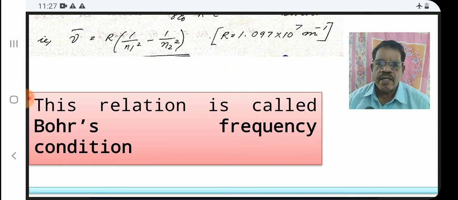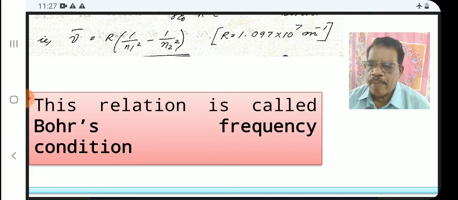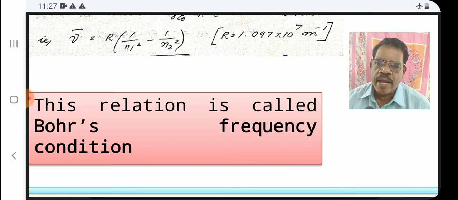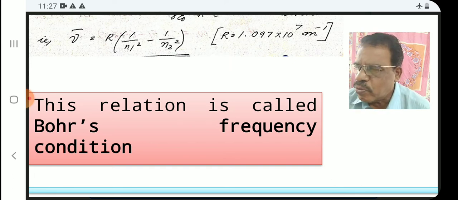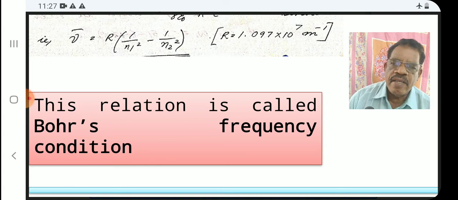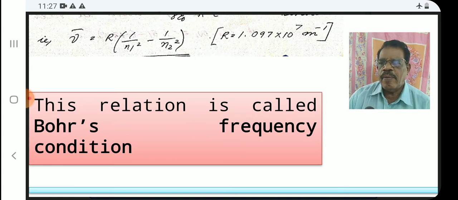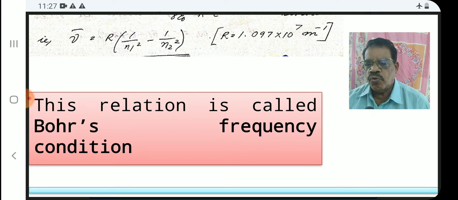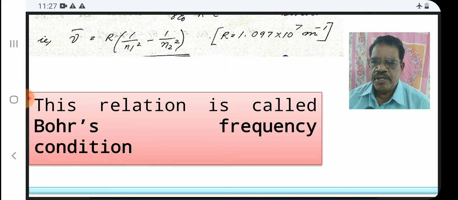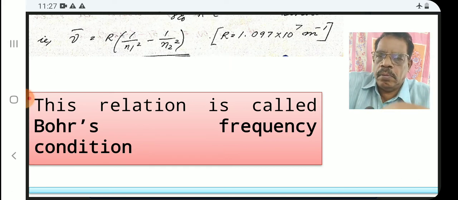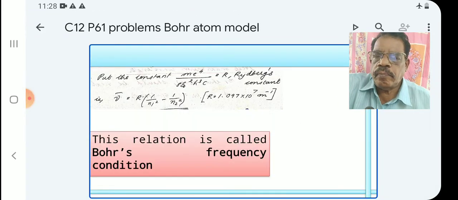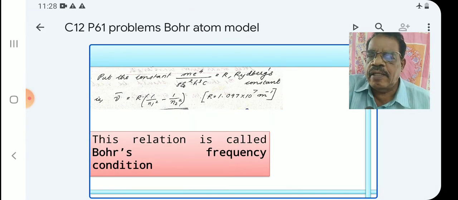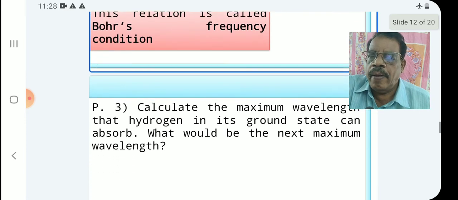അപ്പോൾ ഏതാണ് ബോഴ്സ് കണ്ടീഷൻ എന്നുള്ളത് ചില ടെസ്റ്റിനകത്തൊരു വേരിയേഷൻ കാണിക്കുന്നുണ്ട്. W2 മൈനസ് W1 ഈസ് എച്ച് ന്യൂ, അത് നാലാമത്തെ പോസ്റ്റുലേറ്റ് ആണ്, ഈ ഫ്രീക്വൻസി ന്യൂ വരുന്നത്. അതുകൊണ്ട് ചിലർ അതിന് ഫ്രീക്വൻസി കണ്ടീഷൻ എന്ന് പറയും. എന്നാൽ നമ്മൾ വേവ് നമ്പർ കാണുമ്പോൾ ഇങ്ങനെ കിട്ടും. ന്യൂ ബാർ ഈസ് R into 1 by n1 square minus 1 by n2 square. And this is also called Bohr's frequency condition. An important equation. ഹൈഡ്രജൻ സ്പെക്ട്രം എക്സ്പ്ലെയിൻ ചെയ്യുന്നതിന് നമ്മൾ ഈ ന്യൂ ബാറാണ് അപ്ലൈ ചെയ്യുന്നത്.